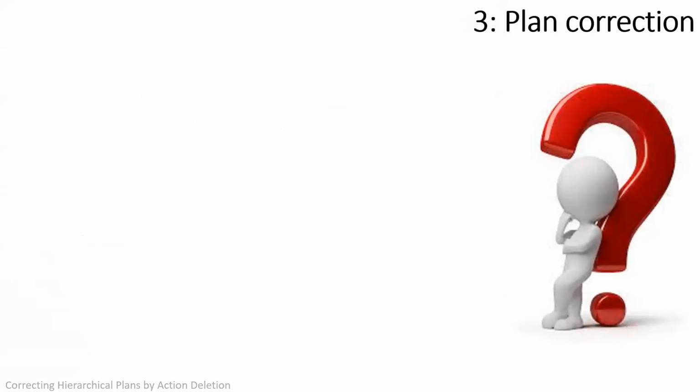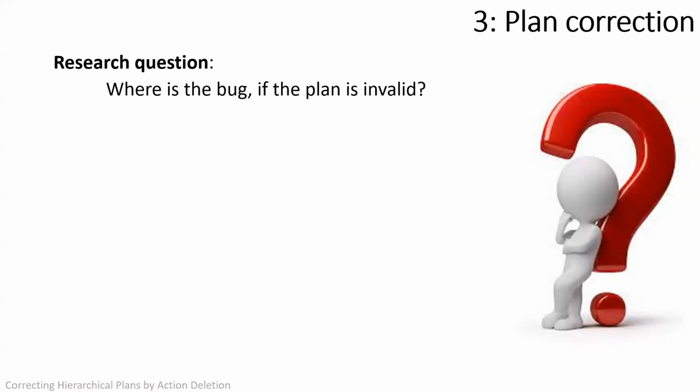Okay. So now let's finally talk about what you came here for, which is plan correction. So what is our motivation? Why do we care about plan correction? We wanted to ask ourselves: where is the bug if the plan is invalid, and what can be done to make the plan valid?